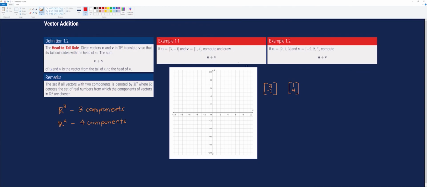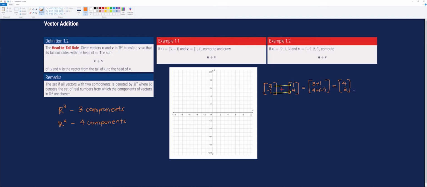To perform the operation, that's addition, we will just add the corresponding components, which means we will add the first components of the two vectors, and we will also add the second components of the two vectors. That is 3 plus 1 and 4 plus negative 1. Performing the operation, we get the new vector, which is equal to (4, 3).